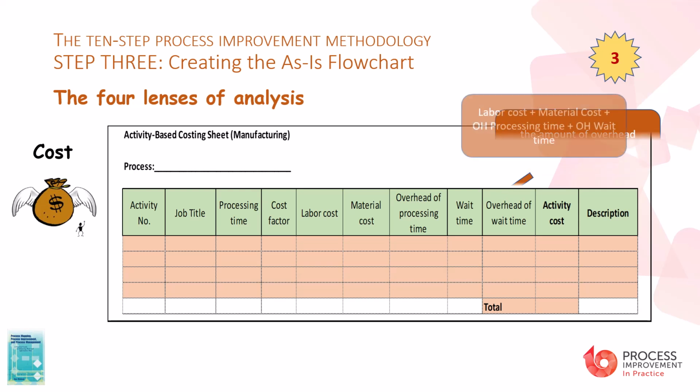At the end, you would be able to calculate the total activity cost, which is the sum of labor cost, material cost, overhead processing time, and overhead non-value added activities time. With the ABC sheet, you can identify those activities that rank high in total activity cost to start improving them.